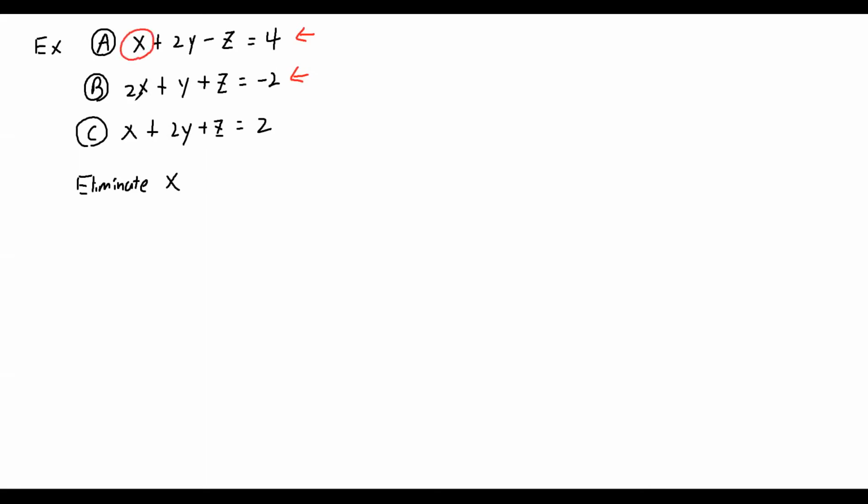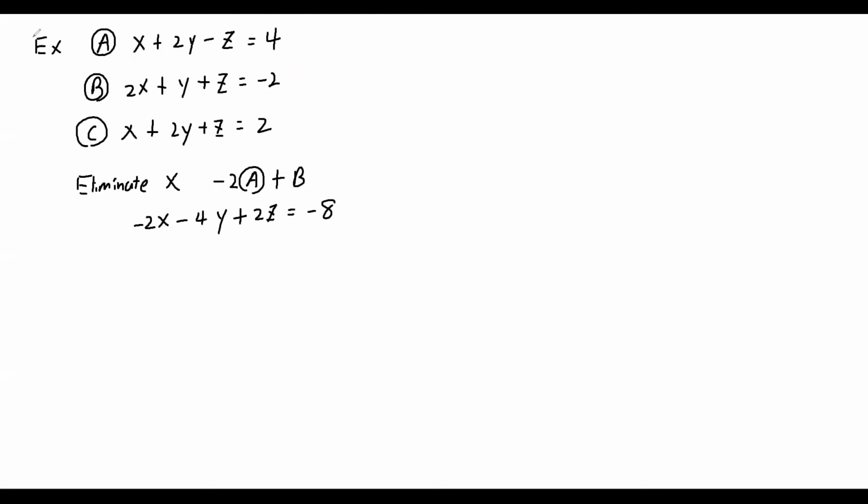Equation A has x, equation B has 2x. How can we eliminate the x? Remember, rule number 1 allows us to multiply any equation with any number. So why don't we multiply equation A by -2 and add it to equation B? If we do -2 times equation A, we will get -2x minus 4y plus 2z equals -8. All we did was multiply equation A by -2.